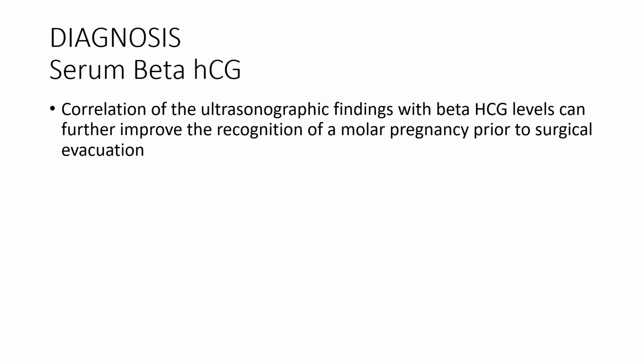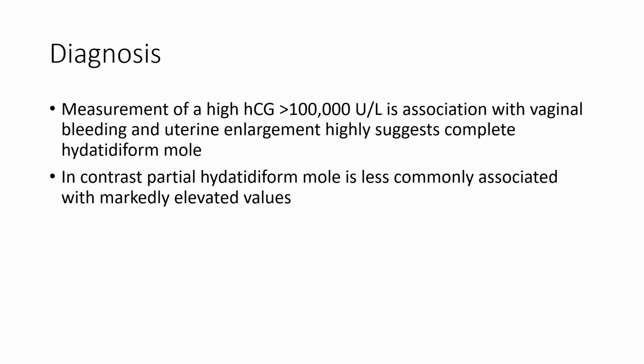Correlation of the ultrasonographic findings with your beta-HCG levels can further improve the recognition of a molar pregnancy prior to surgical evacuation. Measurement of a high HCG greater than 100,000 in association with vaginal bleeding and uterine enlargement is highly suggestive of complete hydatidiform mole. In contrast, partial hydatidiform mole is less commonly associated with markedly elevated values.